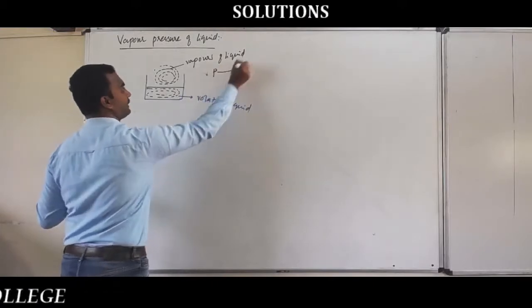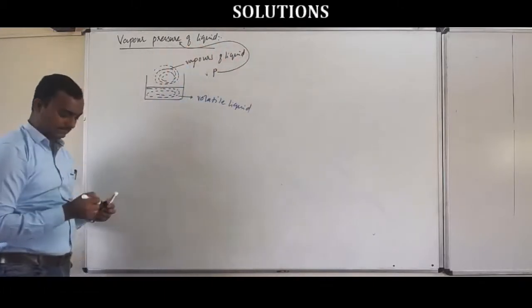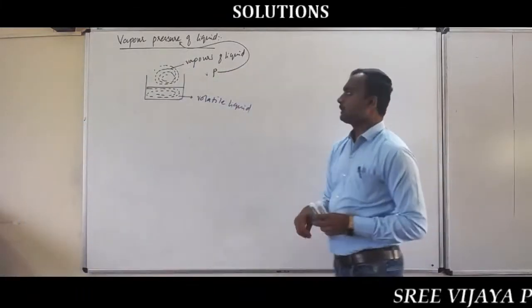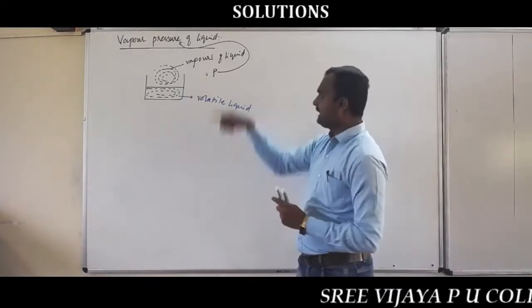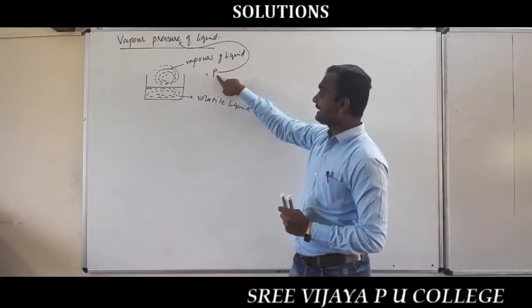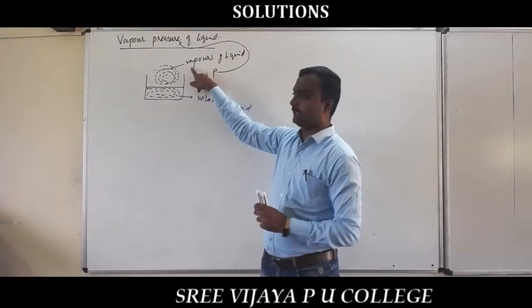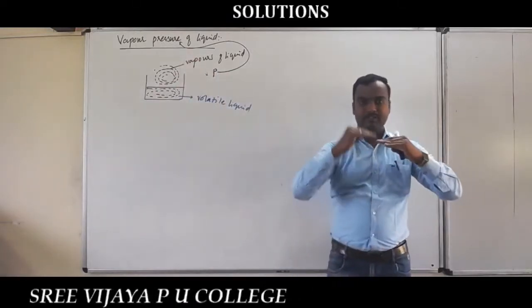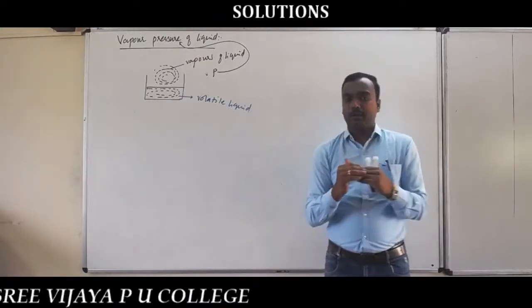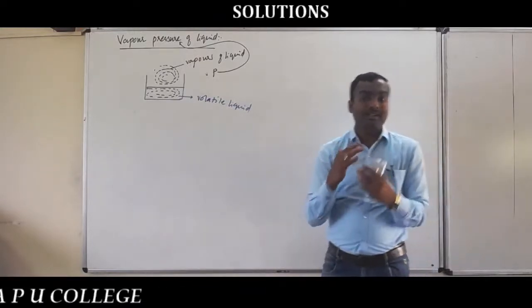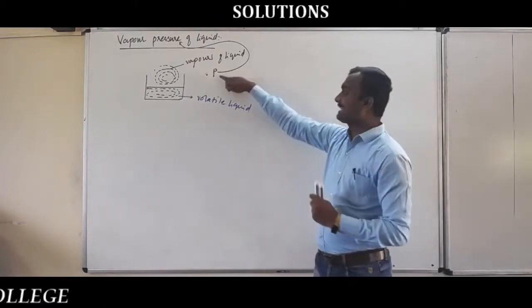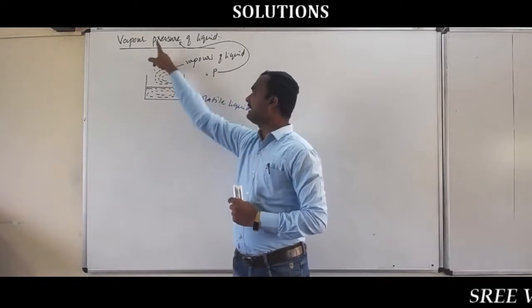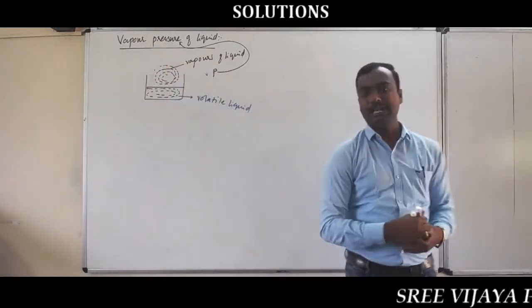That pressure is called the vapor pressure of the liquid. So how can you define vapor pressure of a liquid? The vapor pressure of a liquid is the pressure exerted by the vapor molecules above the liquid surface. The vapors that come above the liquid surface exert pressure. That pressure exerted by the vapor molecules above the liquid surface is called the vapor pressure of the liquid.